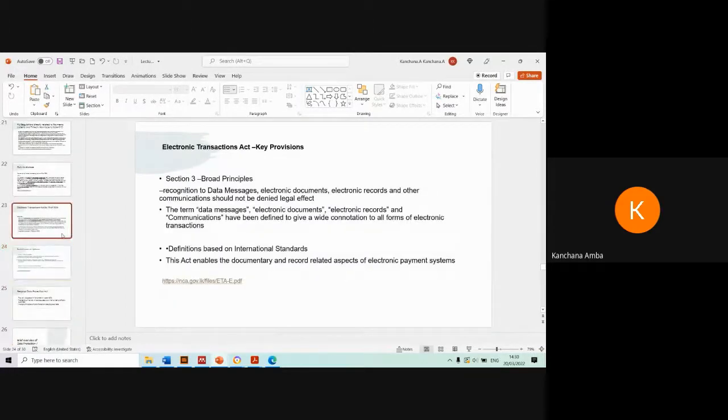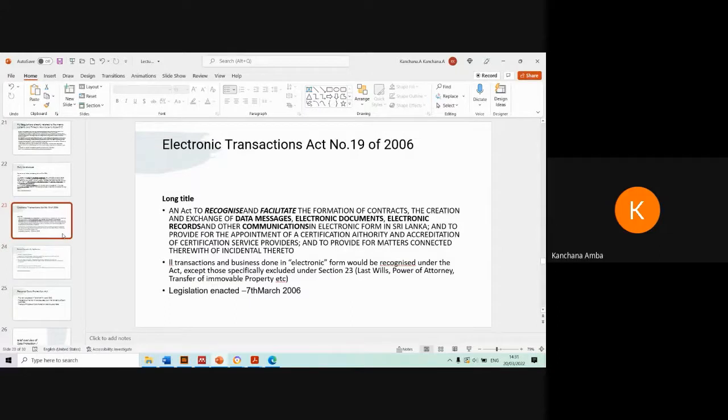Next, we have the Electronic Transactions Act. Are there any questions so far? So, the Electronic Transactions Act. Did you do the Electronic Transactions Act in your legal environment?